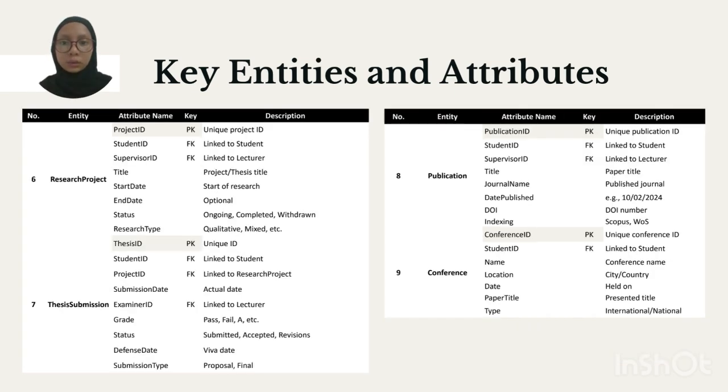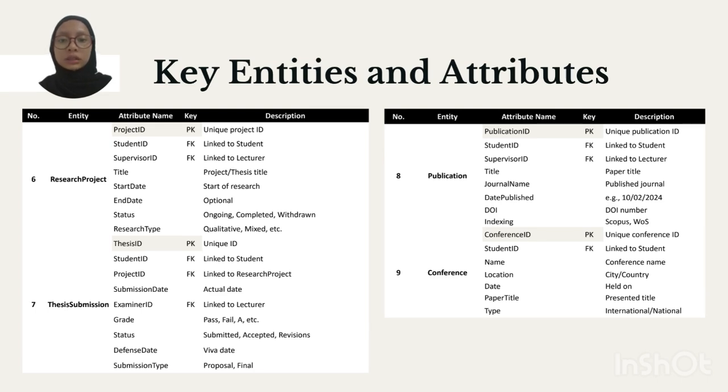Next, continue with our entity modeling, which is the research project entity. Each project is identified by project ID, with student ID and supervisor ID serving as foreign keys linking the project to the student and their supervising lecturer. Title, start date, and end date document the scope and timeline of the research. The status field tracks whether the project is ongoing, completed, or withdrawn, while research type distinguishes whether the study is qualitative, quantitative, or mixed method.